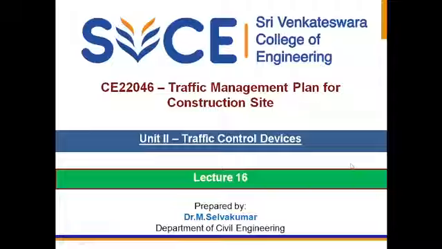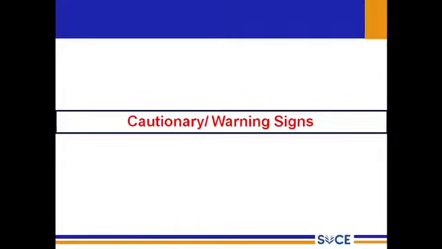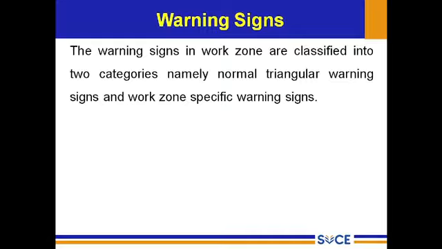So, lecture 16 under Unit 2, Traffic Control Devices. Cautionary or warning signs are mainly for giving a warning or caution to road users on a particular situation or some road construction activity. The warning signs in a work zone are classified into two types as usual: normal triangular warning signboards and work zone related warning signboards.